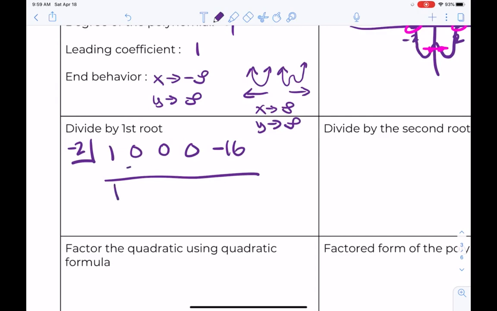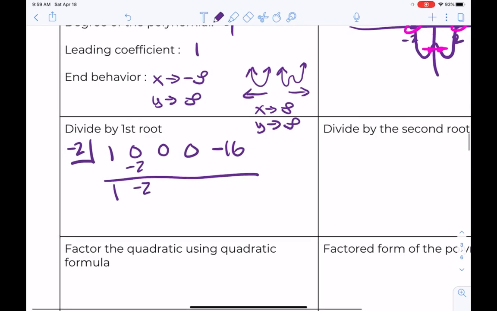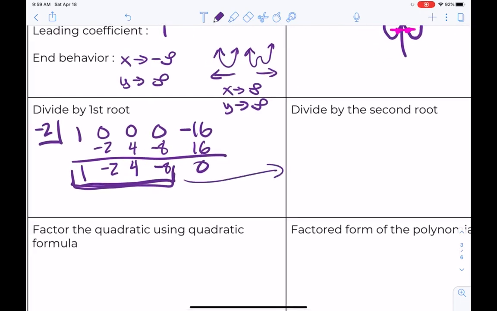Bring down your 1, multiply, -2, -2. Again, we're adding up and down and multiplying across diagonally. -2 times -2 is +4, add 4. Times -2, -8, add -8. Times -2, +16, 0 remainder, exactly what I expected. Okay, so now this is my new broken down term. So that's what we're going to use when we divide the second one. Because what we just did was break our degree 4 down into degree 3. This is x cubed minus 2x squared plus 4x minus 8.